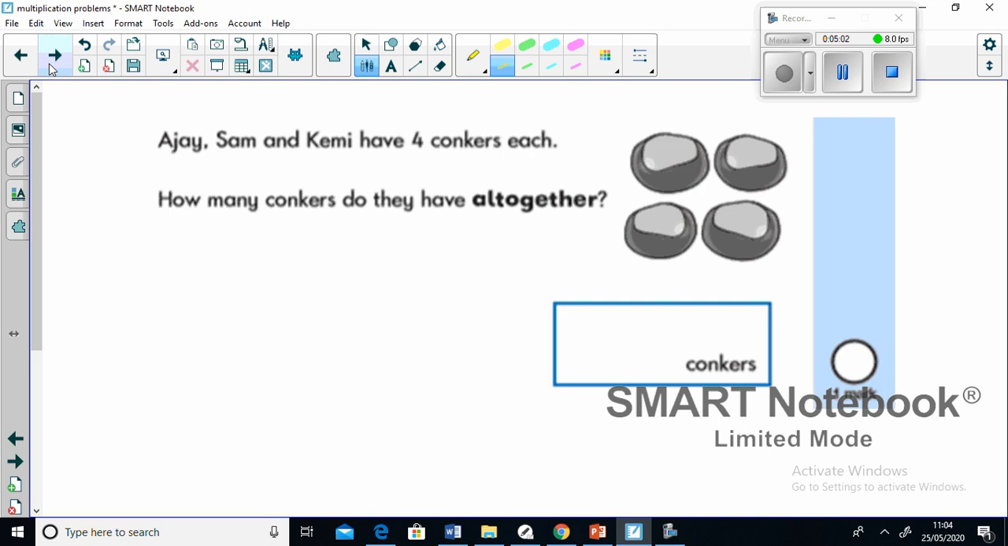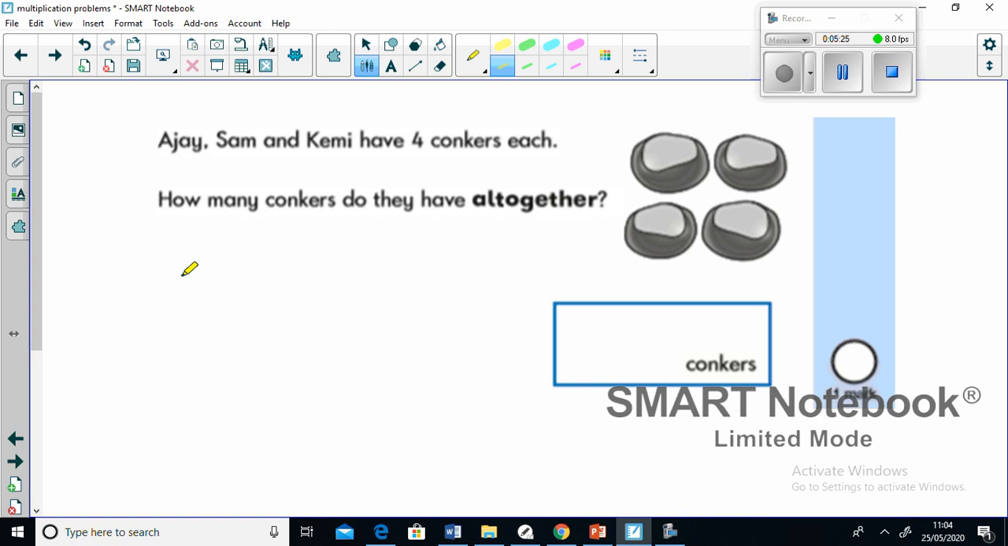I could even use that same method when these problems are put into context. AJ, Sam, and Kemi each have 4 conkers. So AJ's got 4 conkers, so I could draw his 4 conkers here. Sam's got 4 conkers, I'll draw his conkers here. Kemi's got 4 conkers, I'll draw his conkers here, and I'll count up all the conkers to find the product.